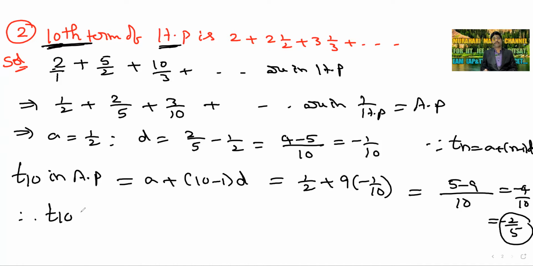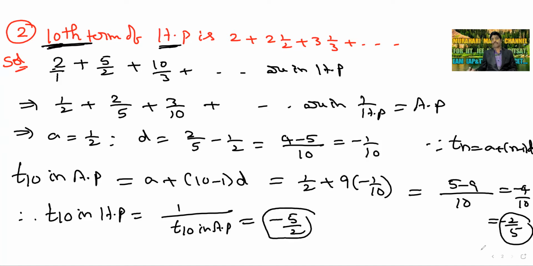Therefore, the 10th term in HP is equal to 1 by the 10th term in AP. Minus 2 by 5 is the 10th term in AP, so minus 5 by 2 is the 10th term in HP. What is the answer? Minus 5 by 2.